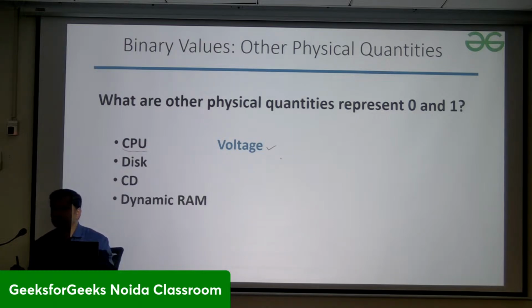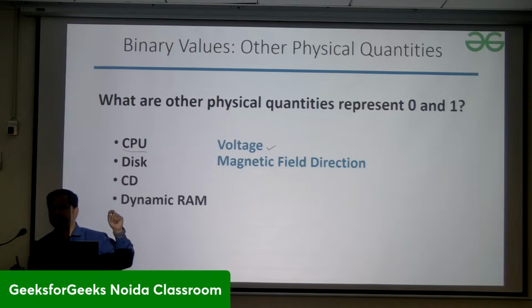Disk में कैसा होता है? How the values are represented in disk? Electromagnetic field होती है ना? So that is represented as magnetic field direction. So that magnetic field can be further marked as 0 or 1. If there is an impression, that is simply counted as 1, otherwise it is 0.